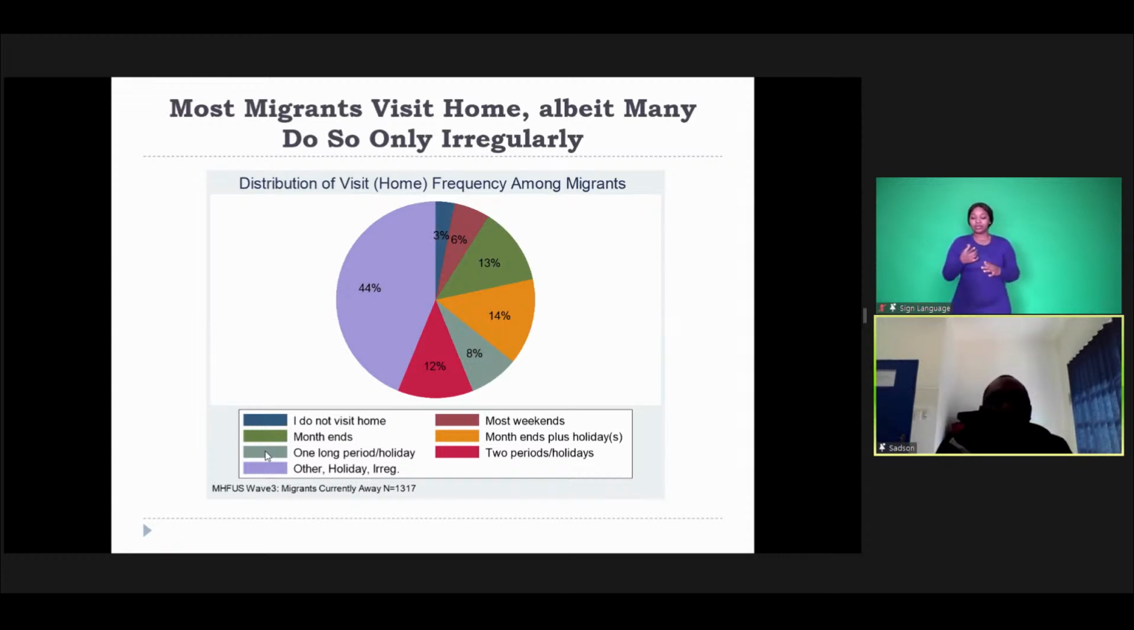And we do have, of course, the others, about 5% who, after they migrated, indicated that they did not even visit home. And of course, the percentage here is quite low, but most of them do keep in touch with their household of origin.